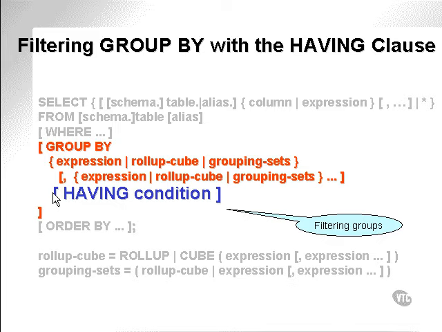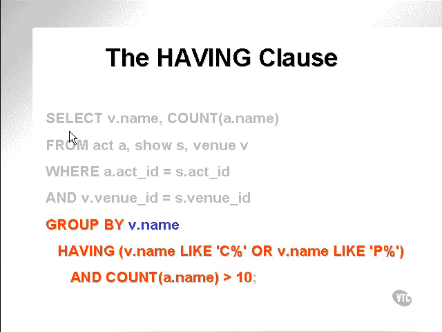using the having condition. Here's a simple example. Here's the select statement, the function, which is used to apply the group by on the venue name. There's a join here between the act, show, and venue tables. After the group by, I'm applying a restriction to the group by of venues where I'm only going to allow venues which are starting with the capital letter C or the letter P, and they have at least 10 acts.